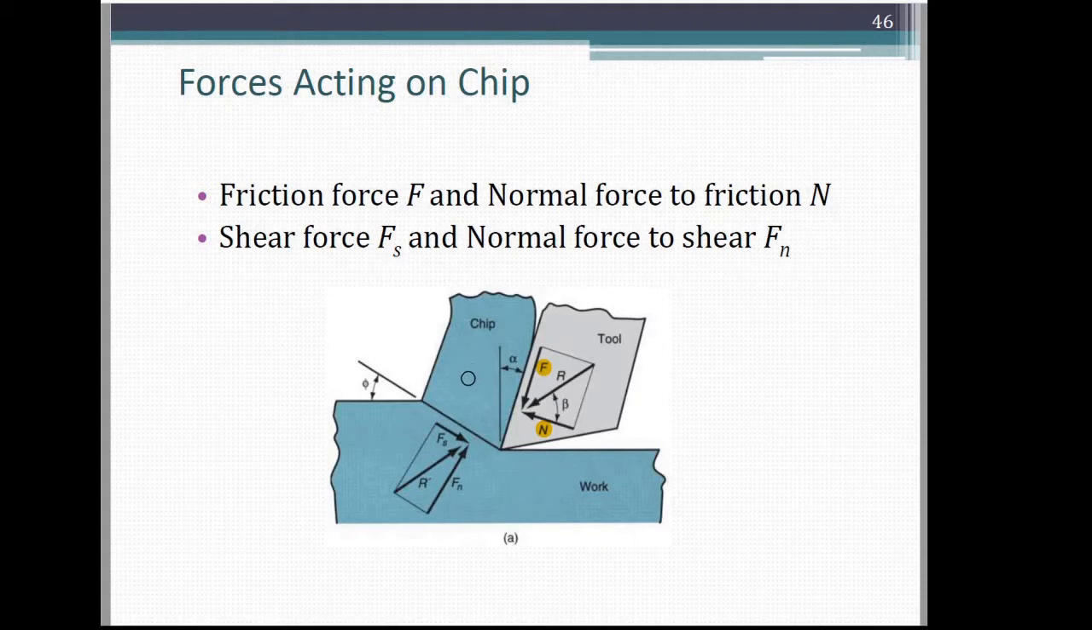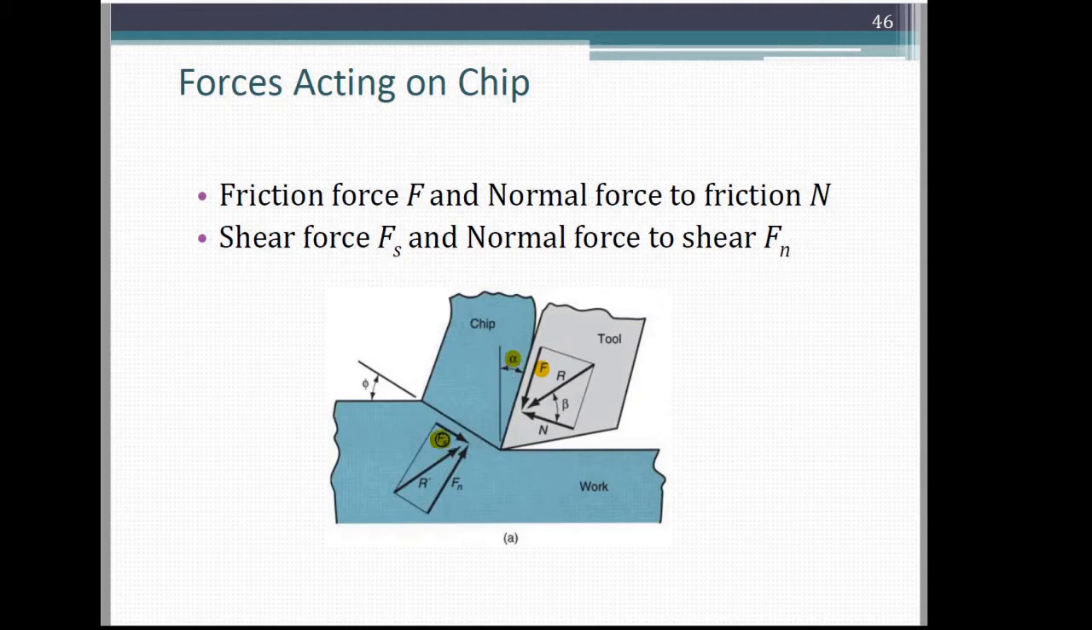In addition to that, the chip is also acted by a shear force Fs and a normal to the shear force Fn. The frictional force F is inclined at an angle alpha with the horizontal. What is this alpha? Alpha is the tool rake angle. Since frictional force is acting over the surface or the face of the tool, it is also inclined to an angle equal to the rake angle of the tool.